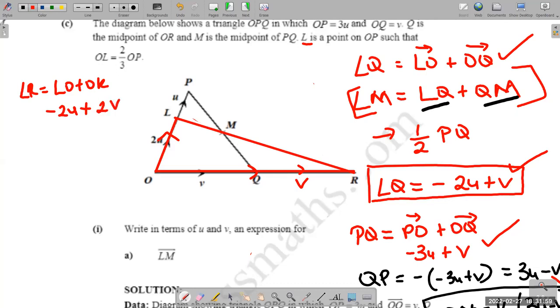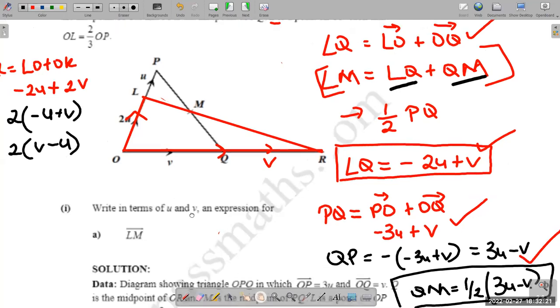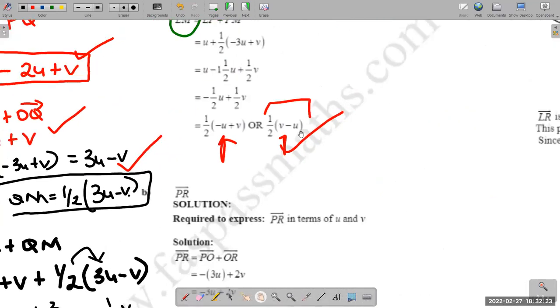Plus 2V. Let me ask you a question. Should I leave it like this? What do I say whenever there's a common entity on both sides? What do you do with it? You factor it out. So if I factor out 2, what am I going to be left with? Minus U plus V, which is the same thing as 2V minus U. This isn't a multiple of what we had before. This isn't the exact multiple of what we had before.